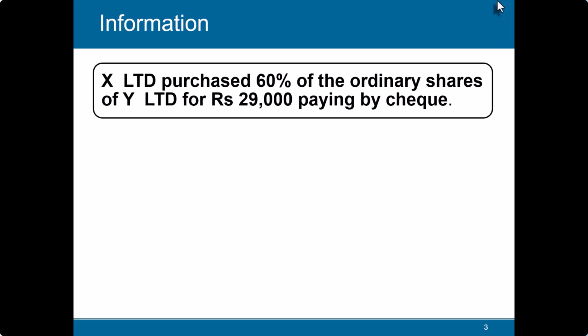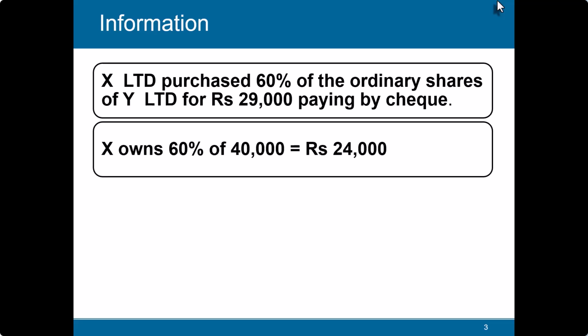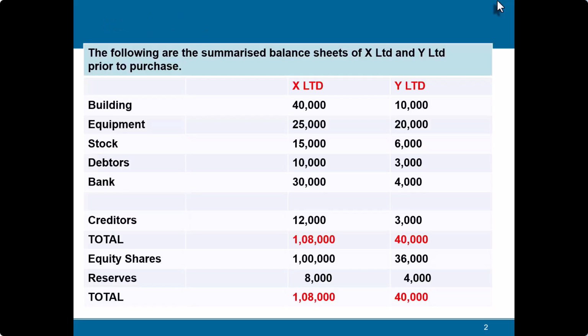Next year, when the company makes the balance sheet, it needs to be combined. It's called the consolidated balance sheet. So X owns 60% of 40,000, because if you go back to this, look at the equity and reserves: 40,000. 36 is equity shares, 4,000 is reserves. So all the money which belongs to equity shares of Y Limited is 40,000.